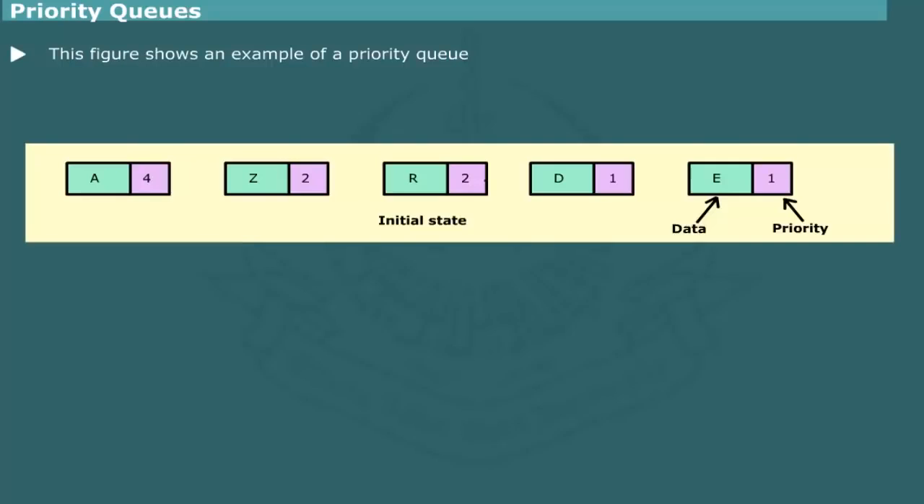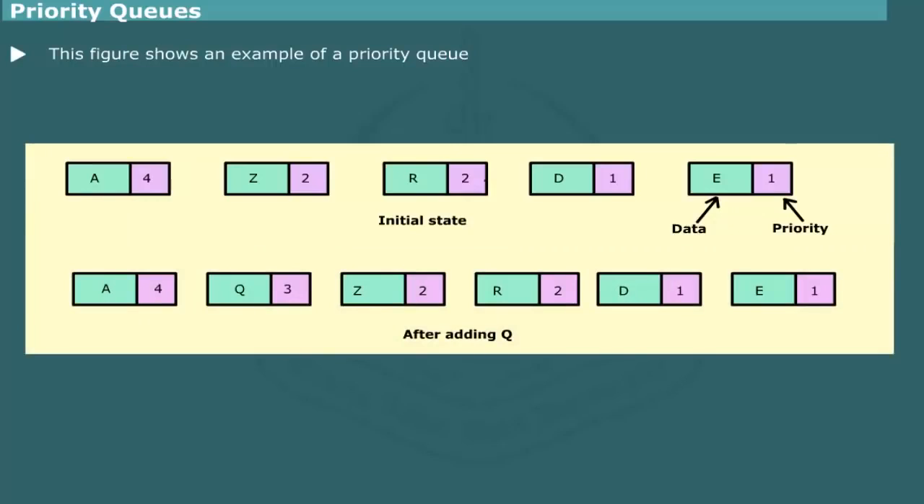The elements will be removed in the same order. If another element, say Q, with priority 2, is added to the queue, it will be placed after the element A and before the element Z. The new state of Q is shown in figure.